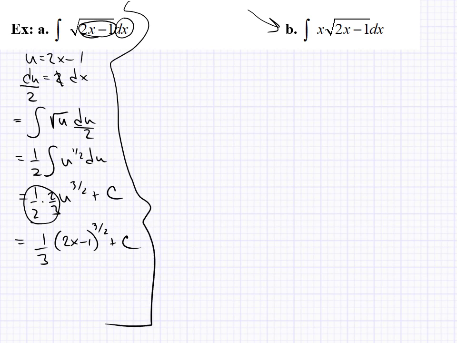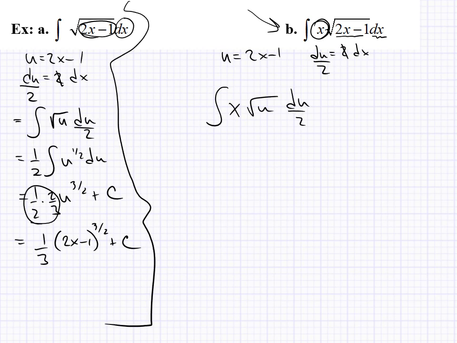This one's a little different. I make the same substitution, u equals 2x minus 1, and du equals 2 dx. And I'm still going to divide by 2 like I did over there because I don't have an extra 2. But if this comes out and becomes a u, this comes out and becomes a du over 2, I still have this extra x sitting here. And I can't have an integral that has x square root of u and du over 2. I can't have an integral that has x's and u's in it.